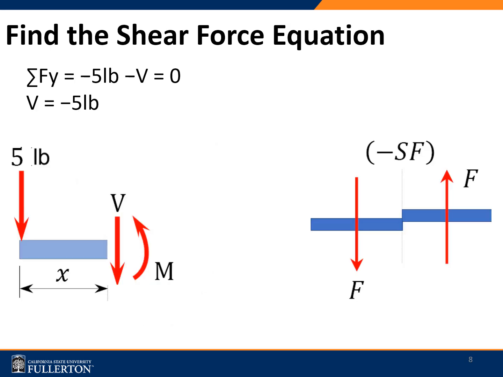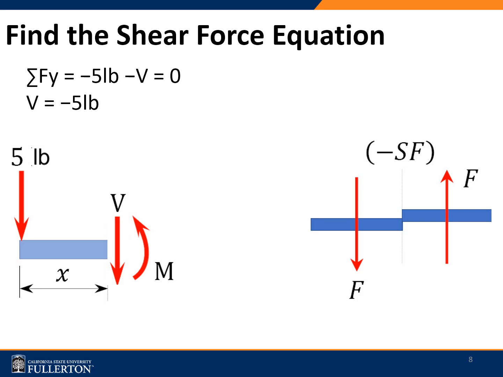The next step is to find the shear force equation. To find the shear force equation, we need to understand the distance from the origin of the reaction for each cut. Here X is the distance from the free end of the cantilever to the cut. The shear force at that section is due to the applied load. So using the equilibrium equation, sigma F sub y equals negative 5 pounds minus V, or V equals negative 5 pounds. And the negative sign here indicates that the shear force acts in the opposite direction.